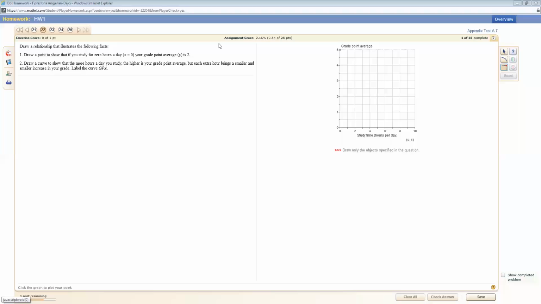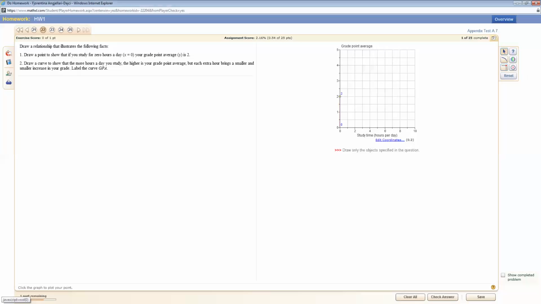That is going to be question 22 on your homework, which is asking that you draw a relationship that illustrates this fact. You want to draw a point that shows that if you study for 0 hours a day, so if x is 0, your grade point average will be 2. You're going to use the point tool, which you're going to drag and try to plot exactly where y is 2 and x is 0.